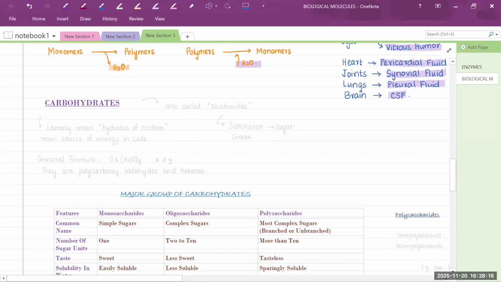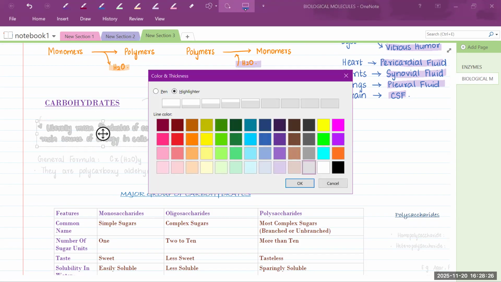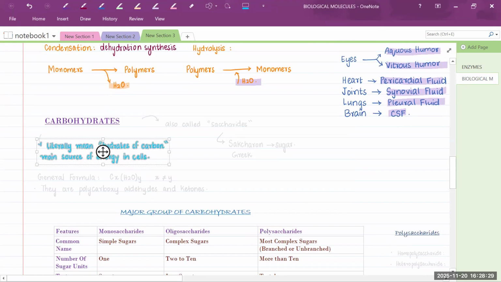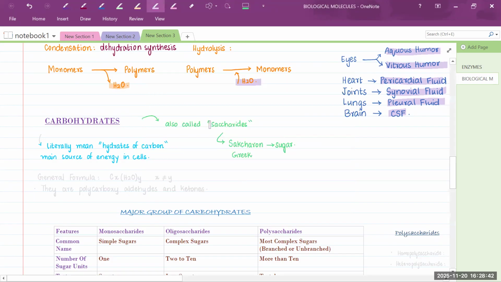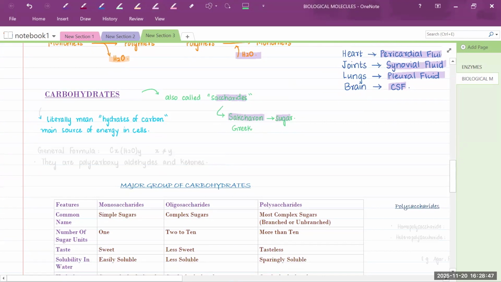Moving on to the carbohydrates, we are done with water. Now we'll see what carbohydrates are about. What does it mean by carbohydrates? Carbohydrates literally mean hydrates of carbon, and they are also called saccharides, which come from the word saccharon. It is a Greek word and it means sugar. Basically, carbohydrates are also called hydrates of carbon and they're also called sugars. They are the main source of energy in cells.